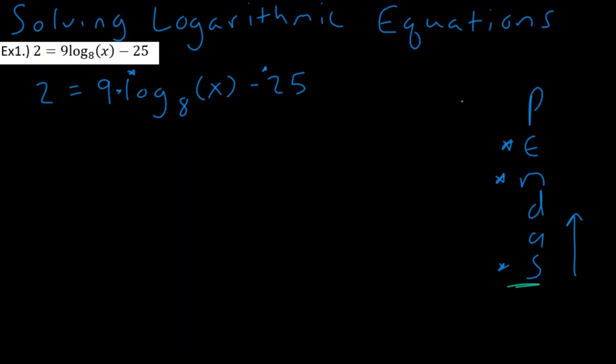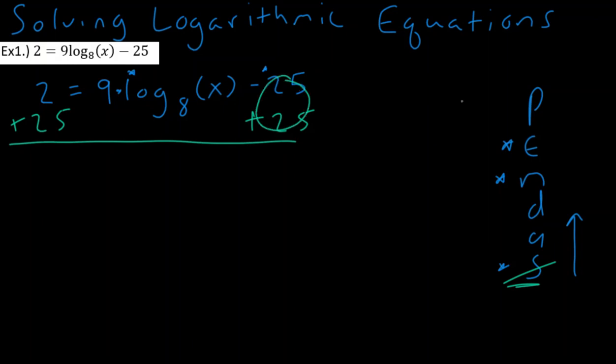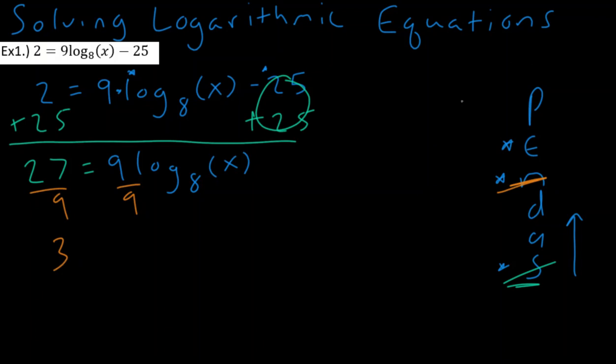Alright, well, how in the world do you get rid of subtraction? You get rid of subtraction by addition. So let's add 25 to both sides. Now, of course, that zeroes out, and 2 plus 25 is 27, is equal to 9 logarithm base 8 of x. Well, from here, we'd say, okay, how do I get rid of my multiplication? And we get rid of multiplication by using division. 27 divided by 9 is 3.